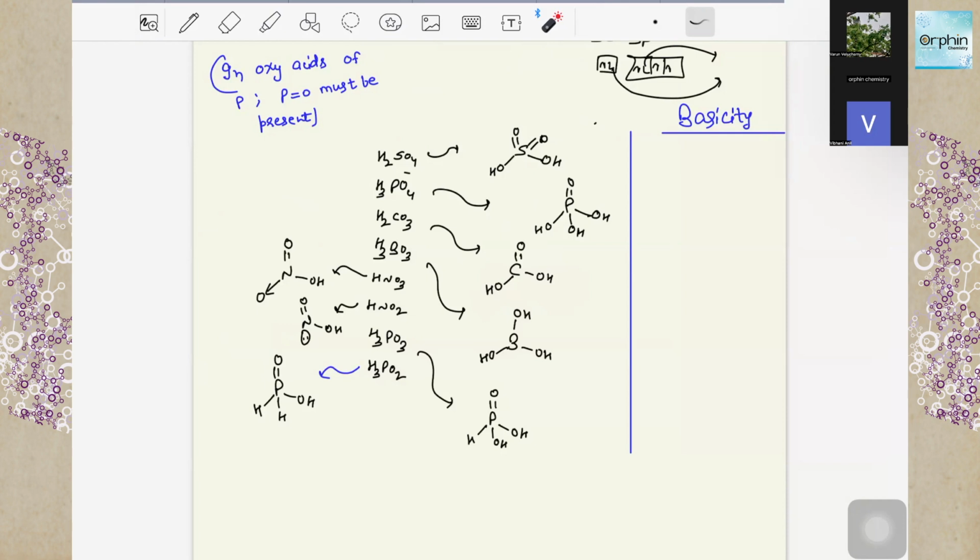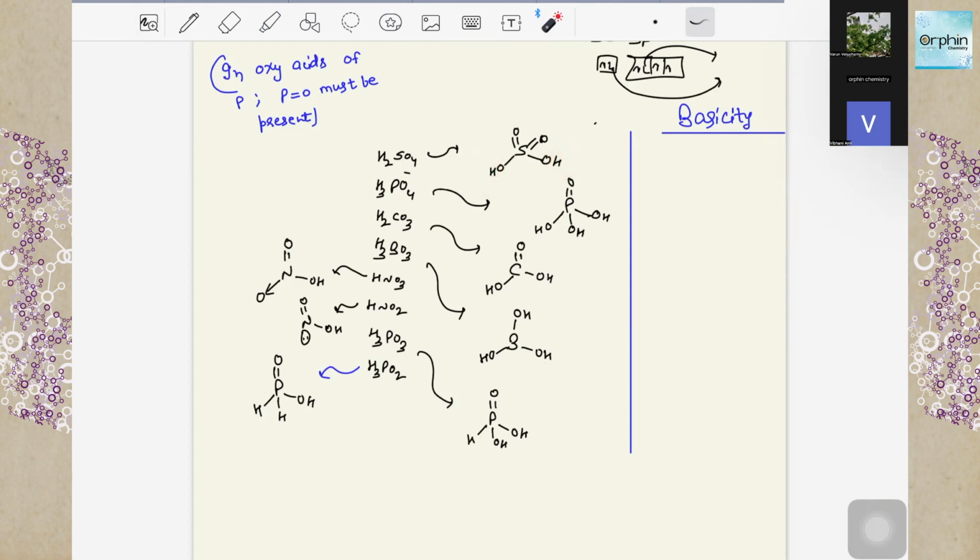So what is basicity, sir? If they are acids, then we should represent acidity for them. Why basicity? Because for H2SO4, we will say that its basicity is 2. H2SO4 basicity is 2. What does it mean? It means that when you have a base, 2 moles of base are required to remove H plus from H2SO4 because there are 2 H plus. This is why we are using basicity.